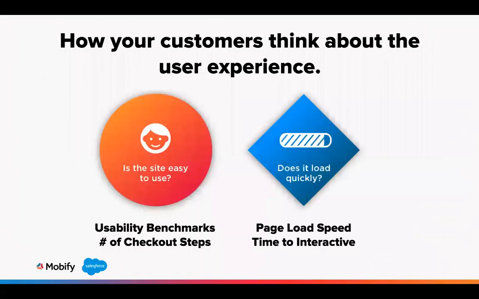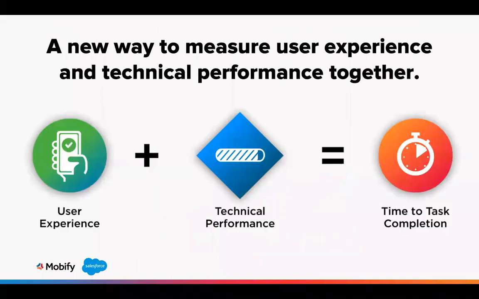So we tend to think about this around how customers think about user experience, which in this case is: is the site easy to use, and does it load quickly? And it's a combination of these 2 factors which measure really what is a good user experience. So in our case, we will look at usability benchmarks like how many steps there are in checkout, how many forms you have to fill out, along with technical metrics like page load speed and time to interactive. So we combine user experience, we combine technical performance, we end up with a metric called time to task completion.